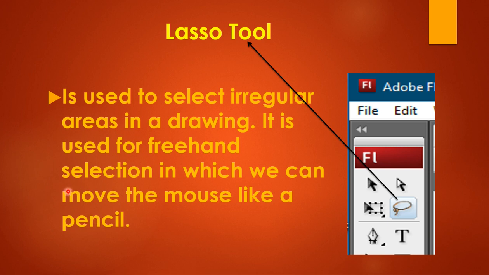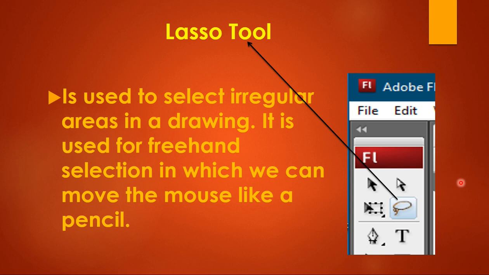The lasso tool is used to select irregular areas. First we have to select this lasso tool, then drag the cursor on the stage to specify the boundary of the selection. Suppose we want to select the flower, we will just move around the flower and the selection approximately near the point where you started. To end the selection, we will click just near the starting point, right?